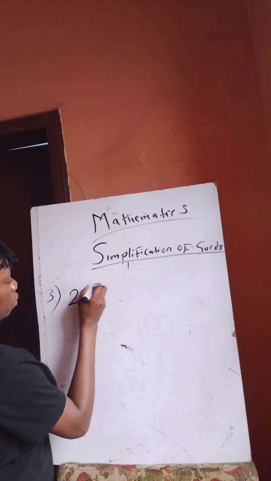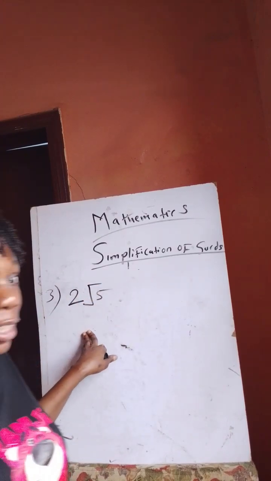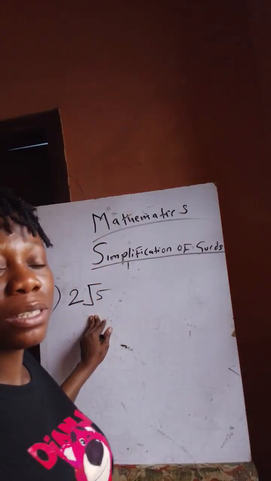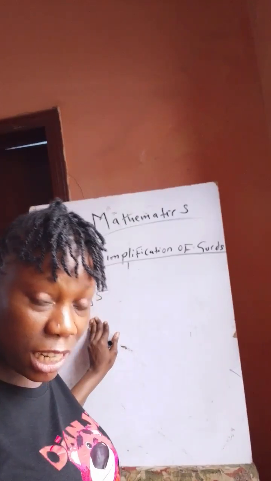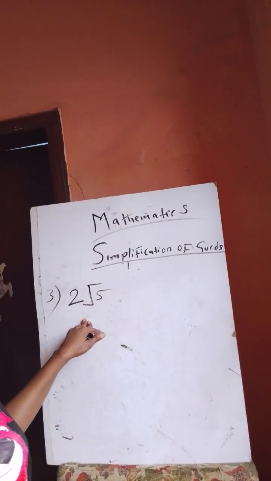2 root 5. You know, in this case, this one already has been simplified to the lowest term. So now they want us to take it to the single form.